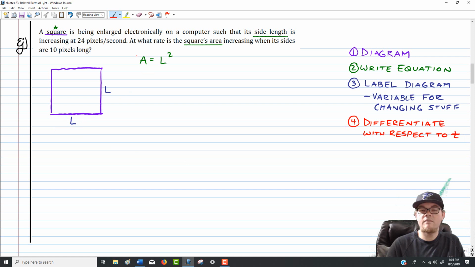So in here, what's pretty simple. We've got our relationship, A equals L squared. That connects the area of a square to its side length. We want to differentiate it with respect to time. So we're just going to d/dt the equation.